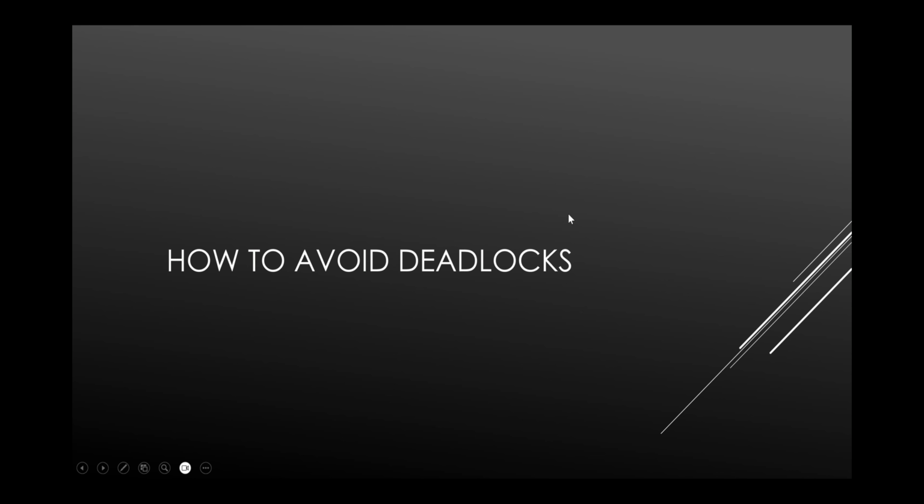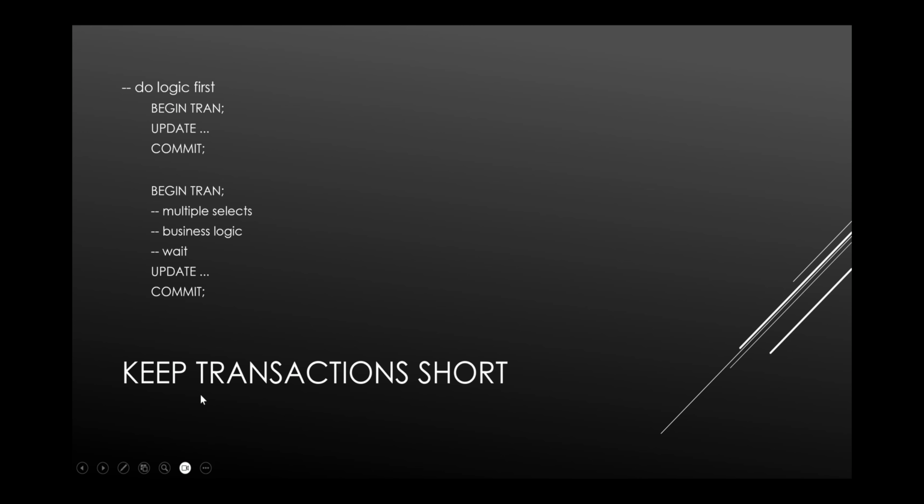Now we will see how to avoid deadlocks. This is very important in production environments. Always keep transactions short. Whenever you write a transaction, keep it very simple: just begin transaction, update and commit. Don't begin a transaction, run multiple select statements, write business logic, wait for some time, update again and then commit. In that way, there is more chance of a deadlock. That's why always try to keep it very short: begin transaction, update, commit. Then whatever you want to do, you can do afterwards. This way, you can avoid deadlocks.